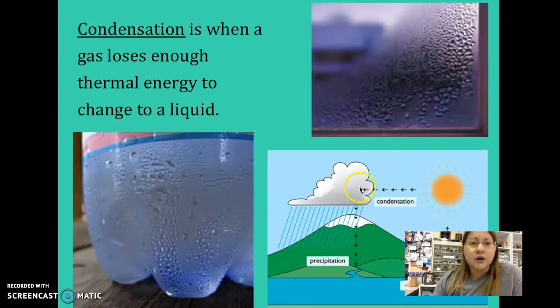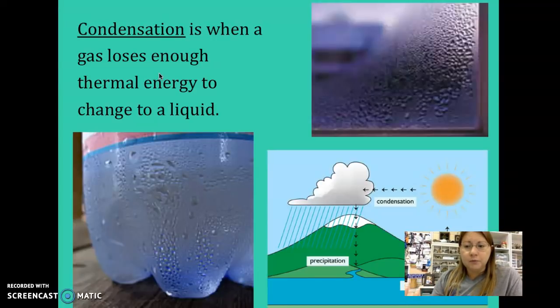And what causes that to occur is the water vapor losing thermal energy, giving off thermal energy. So it's cooling down and it's changing from a gas into a liquid. So it's going from being that really hot water vapor to liquid droplets of water in the cloud, which eventually accumulate and cause it to rain as those droplets get heavy enough.